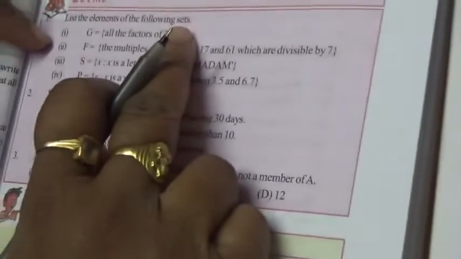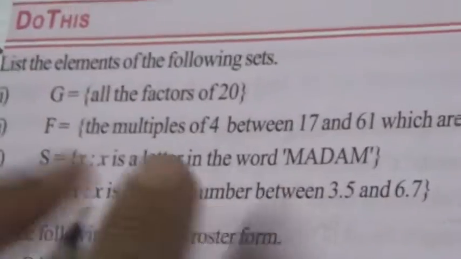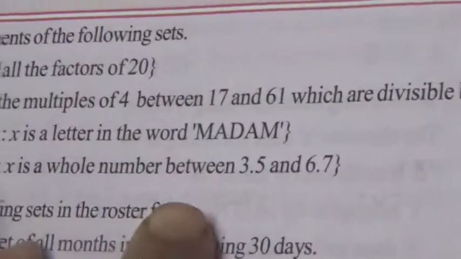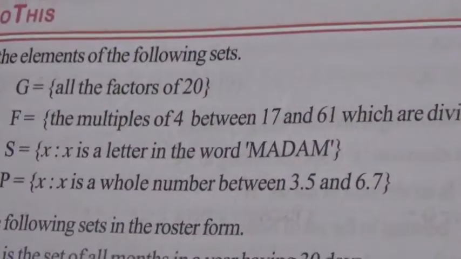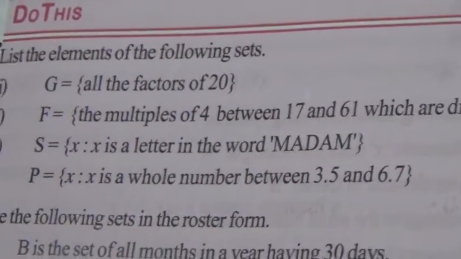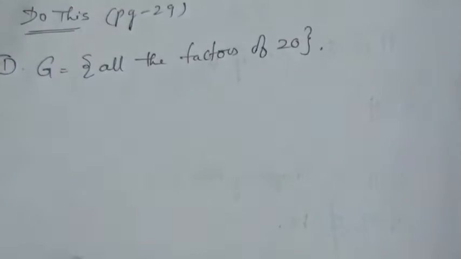Page 29, the "Do this" section. The first sum is: list the elements of the following sets. These sums are in set builder form. We have to convert them into the roster form, that is, the listed form. The first sum is G equals the set of all the factors of 20. So what are the factors of 20?